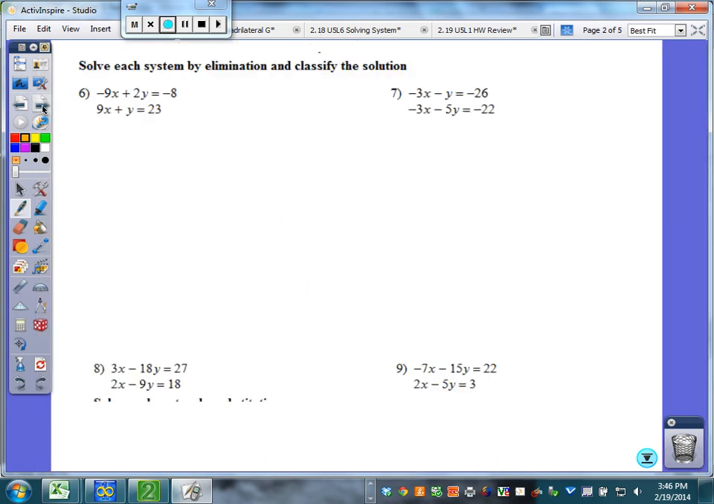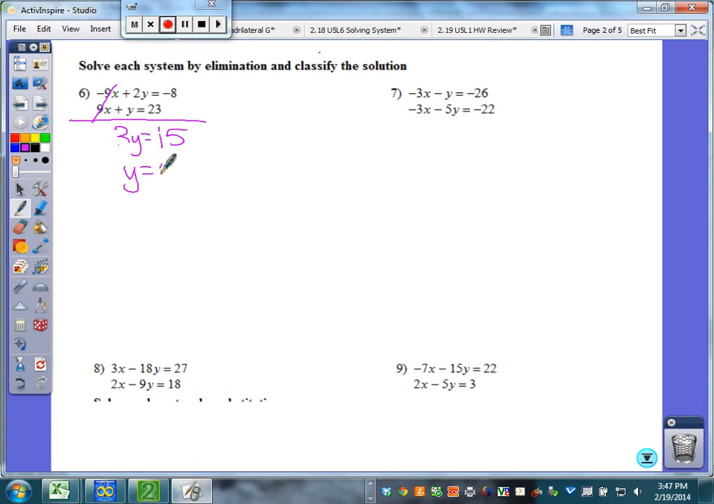Okay? So solving by elimination and classifying the solution. Solving by elimination, in this particular instance, we can see that our x has a negative 9 and our other x has a positive 9. So if I just add these two together, they're going to cancel the x's out. And I have 2y plus y, which is 3y. And negative 8 plus 23 is going to be 15.